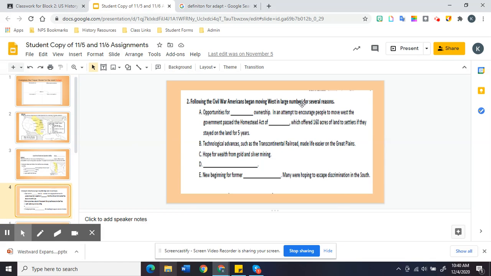So for your slide 4 on your assignment, you write opportunities for land ownership. In an attempt to encourage people to move west, the government passed the Homestead Act of 1862, which offered 160 acres of land to settlers if they stayed on the land for 5 years.